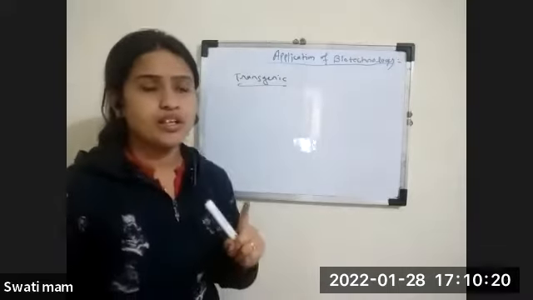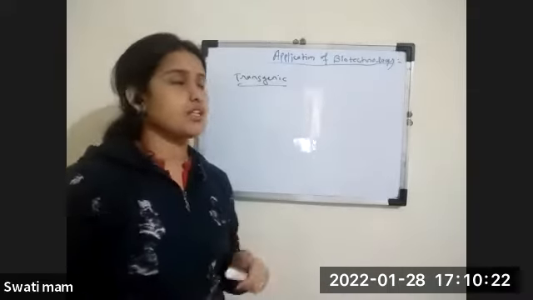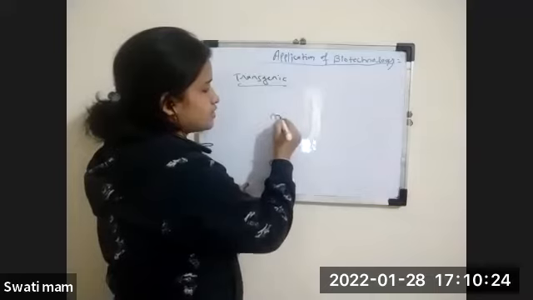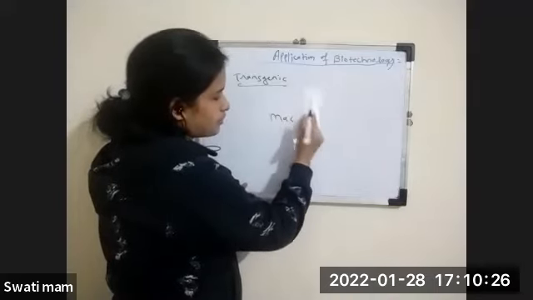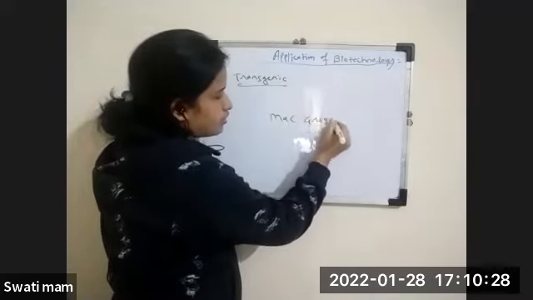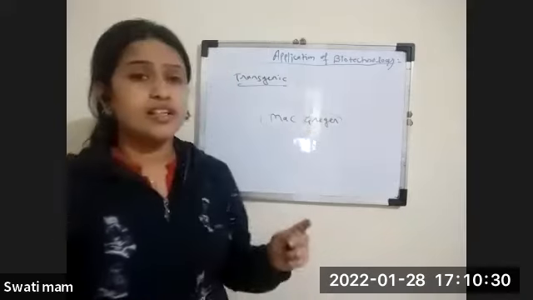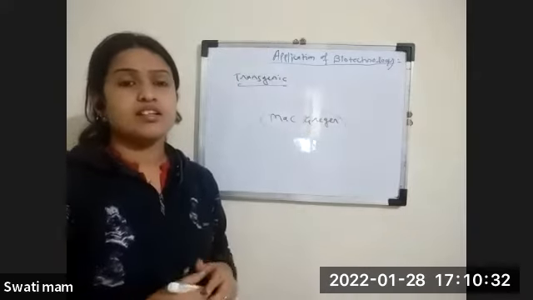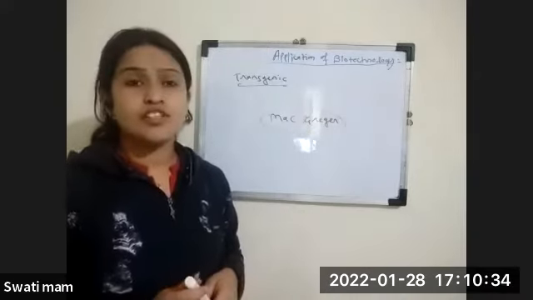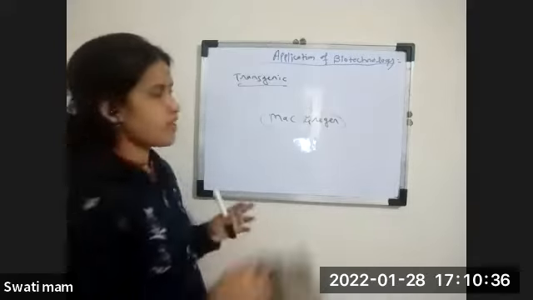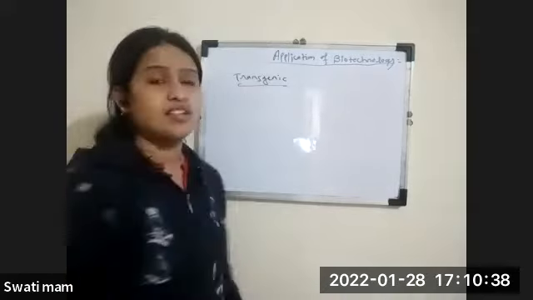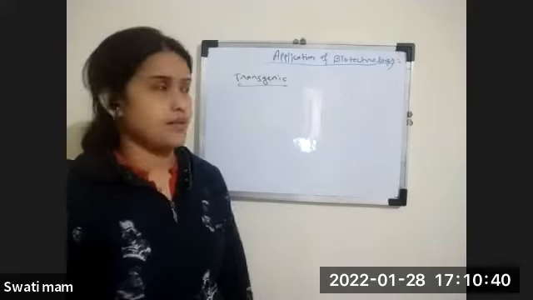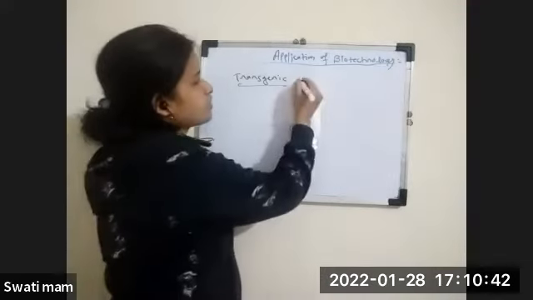One point I forgot to tell you: the name of this scientist is McGregor, and that scientist formed the flavor saver tomatoes by inactivating the activity of that enzyme. So this is regarding transgenic plants.